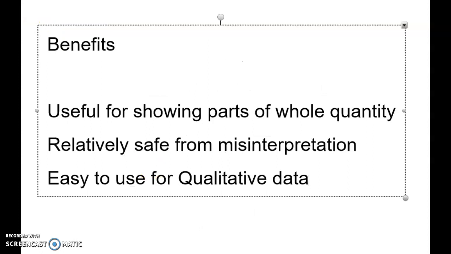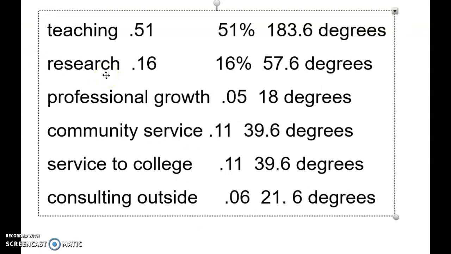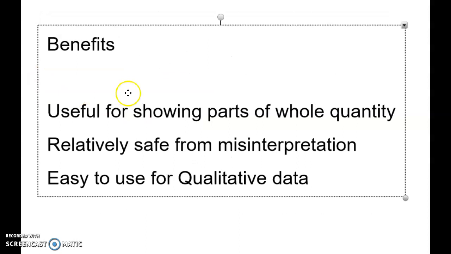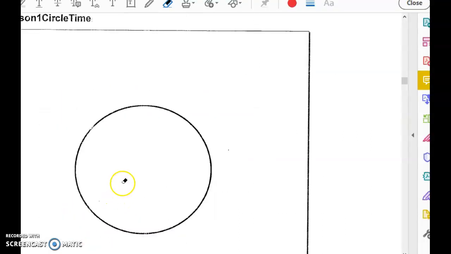Okay, we're having some issues with the PDF file, so I just created it in a Smart Notebook. So the breakdown of each category: the teaching, the research, the professional growth, community service, service to college, and then consulting outside the college. You can see the decimals, and then the percentages are the same thing. You just move the decimal place twice. And then here's your degrees that you're going to use to then make your circle graph. So it kind of breaks down from there. And then on the next page of this PDF file, make your circle graph.